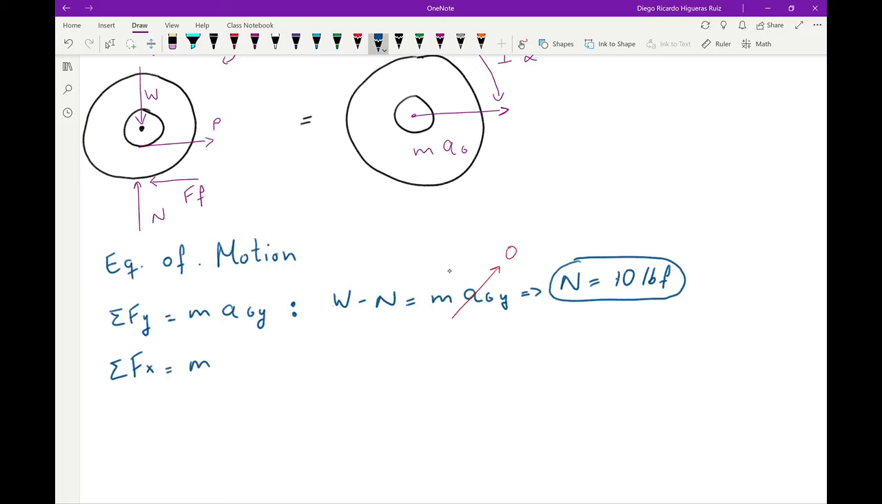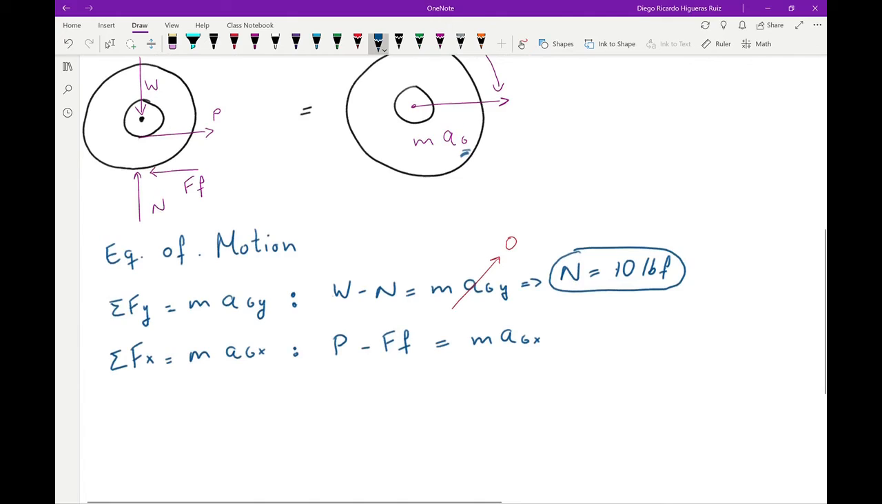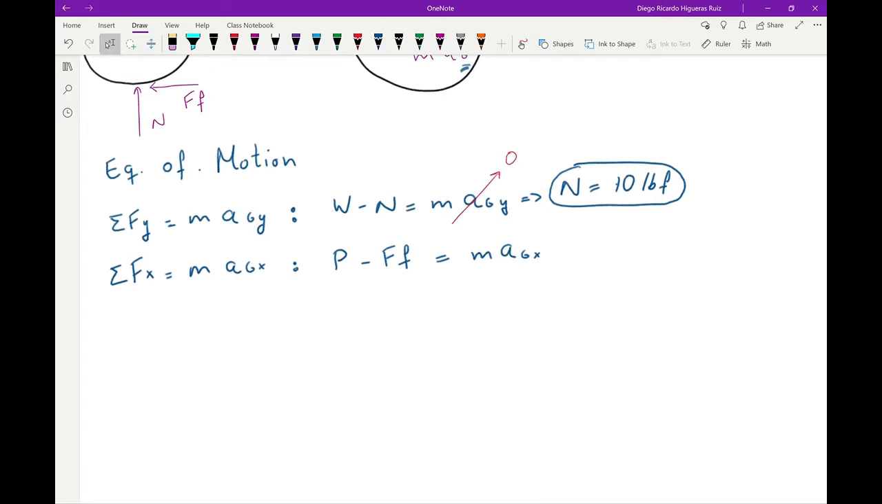Let's keep solving, and now we're going to analyze the equation of motion in the x component. So in the x, we have P positive minus friction force equal mass times acceleration in the x. Now I can just call it a G. I think I've been messing that up. A G. Yep, probably I messed that up the entire time while I was recording this video lecture, but not J, that's a J for sure, right? Alright, so we get this equation right here, and let's see, do we know P?